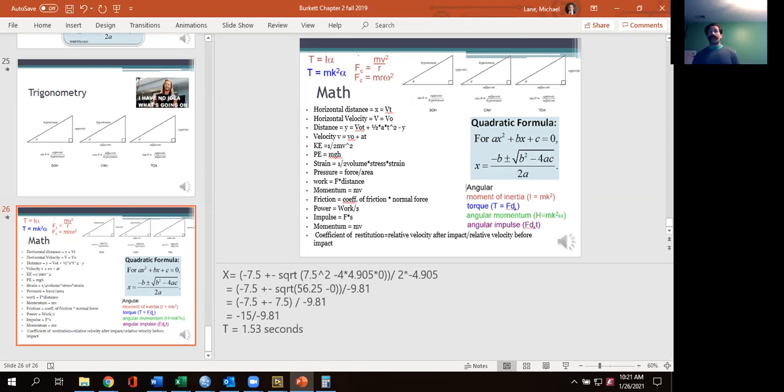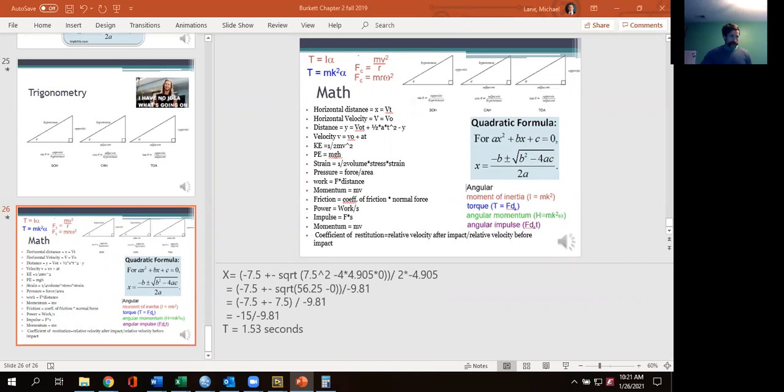And so if we know it had a flight time of 1.53 seconds, now we go all the way back to our initial horizontal velocity, which was 12.99, and multiply that by 1.53. And so we're going to have the total distance it's gone, which turns out to be relatively close to about 20 meters.